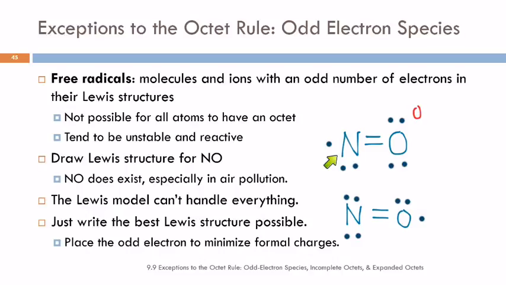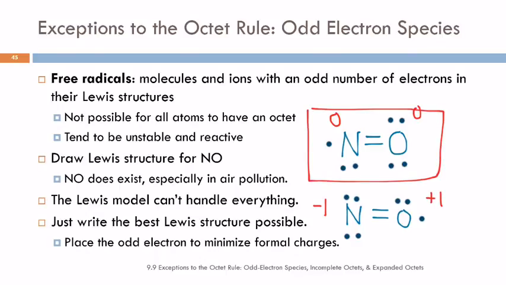What's the formal charge on the nitrogen? 0. Nitrogen has 5, and in here it has 5, and so that's 0. Let's look at this one. Here, what's the formal charge on the nitrogen? -1. Nitrogen has 5 valence electrons. In this molecule, it owns 6, so it has a -1. And here, the oxygen has a +1 formal charge. So this is the best Lewis structure. It violates the octet rule. Any questions?